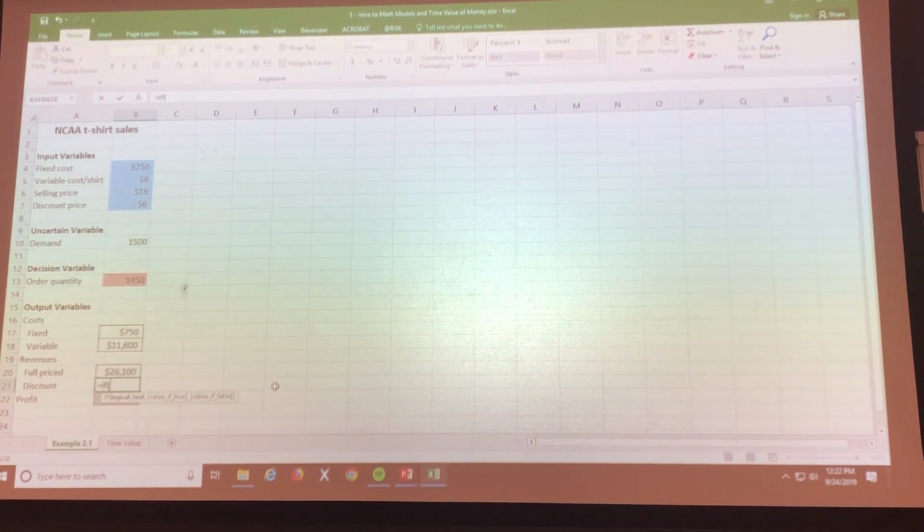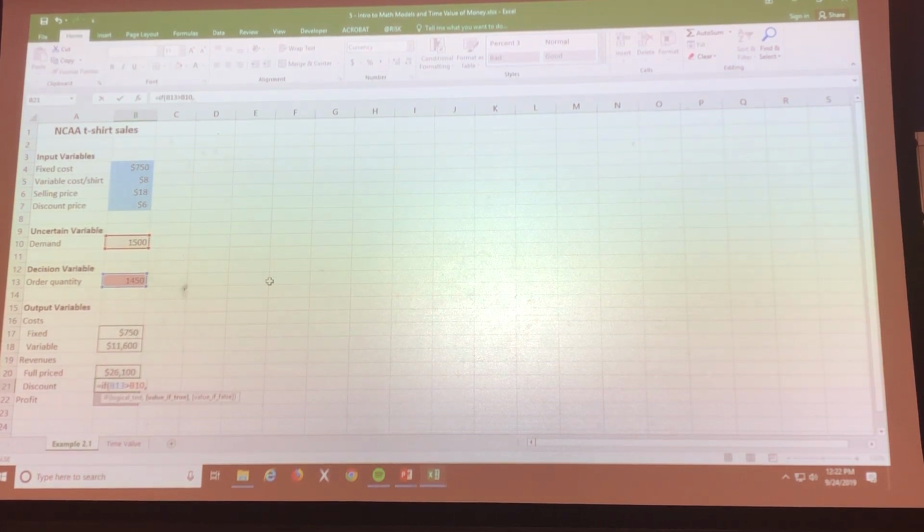I guess if order quantity is greater than... If your order quantity is greater than your demand, and that makes sense to me to ask it like that too, because it's when your order quantity is greater than the demand that you will have shirts to sell at a discount, right? So if my order quantity is greater than my demand, then what is my revenue from discounted shirts?